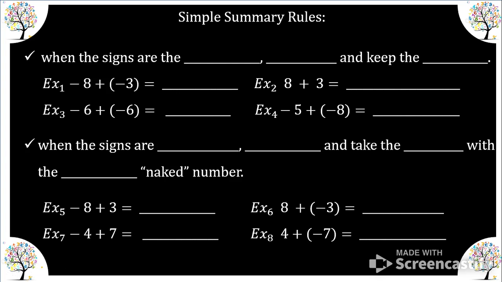So again, let's just do a recap. When the signs are the same, when we are adding, we are going to add and keep the sign. So this is back from our previous lesson. The signs are the same. We add these together and we apply the sign that they are. Positive 8 plus positive 3, positive 11. Negative 6 plus negative 6, the signs are the same. We get negative 12. Negative 5 plus negative 8, the signs are the same. We have 13 negatives.